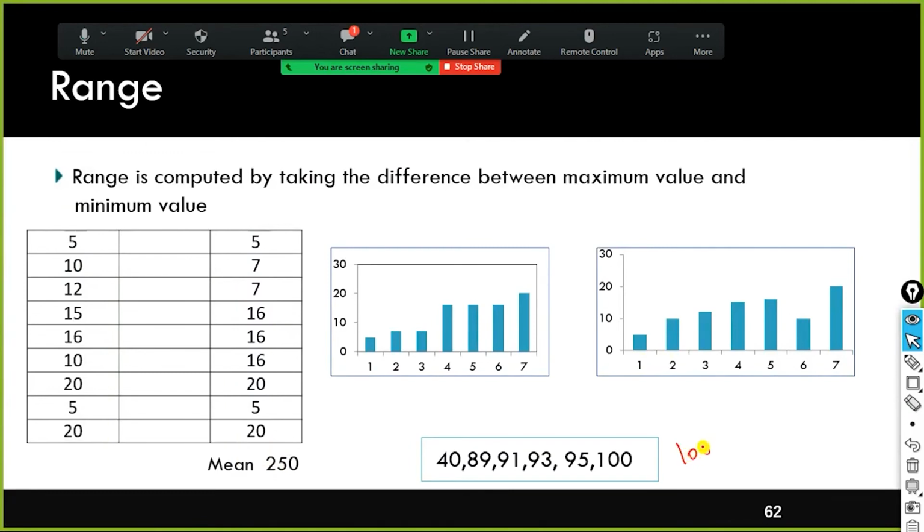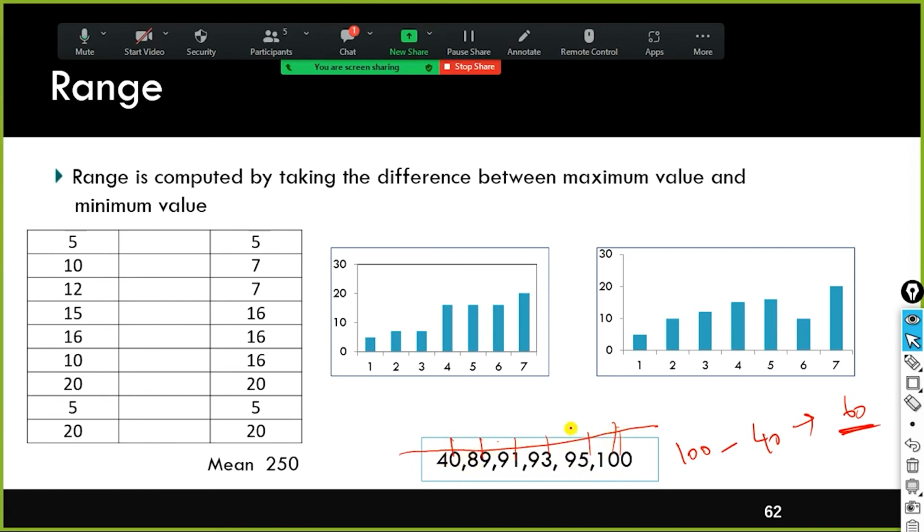The maximum value is 100 and the minimum value is 40, hence it is 60. The range is 60. So what does it say? The spread of the data. If you plot it, I am going to draw a line here. Where 40 is here, 89 is here, 91 is here, 93, 95, 100 is here. But almost all the values are closer.